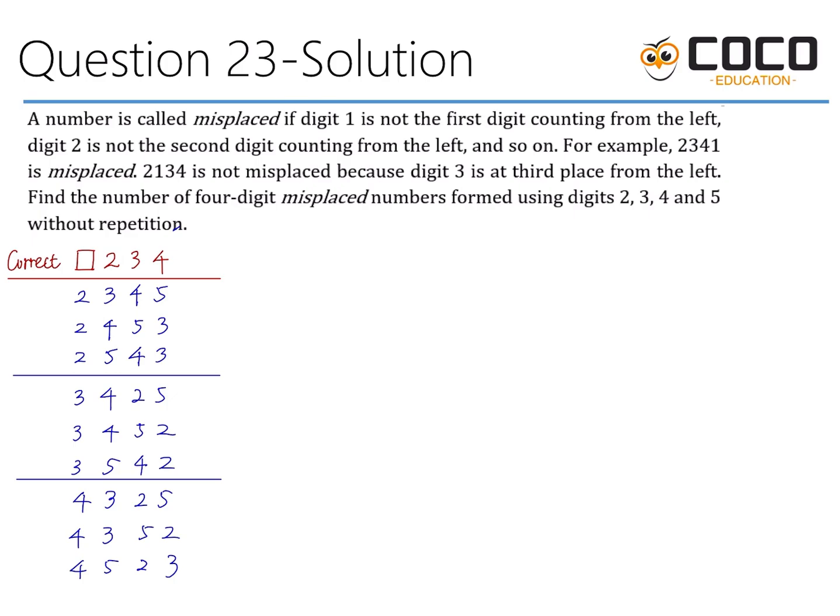Now if you start with 5, it can be 5, 3, 4, 2. Or it can be 5, 4, 2, 3. It's only 2 ways. Altogether, we have 3 times 3 plus 2, 11 different numbers.